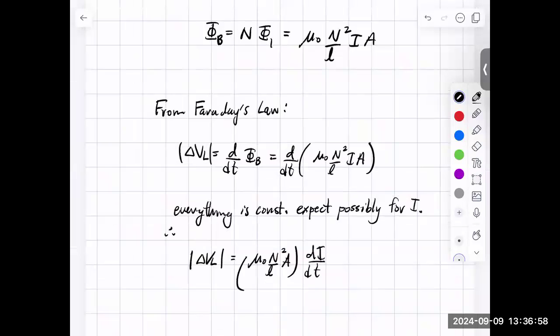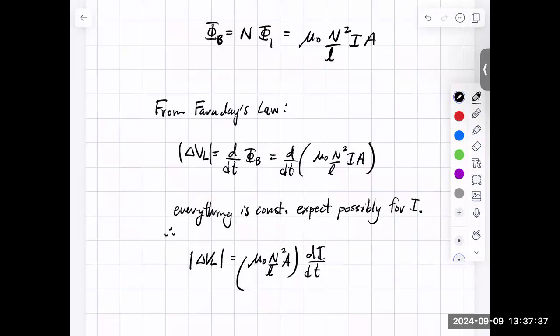We could have a constant current. And if it was constant, this derivative would be 0. So if we have a constant current in our solenoid, there's no voltage across it. That actually makes sense if you think of Faraday's law. Faraday's law says we need the magnetic flux to be changing if we're going to get an induced voltage. And if we have a constant current in our solenoid, it makes a constant magnetic field, which makes a constant flux, and so there's no change in flux and no induced voltage.